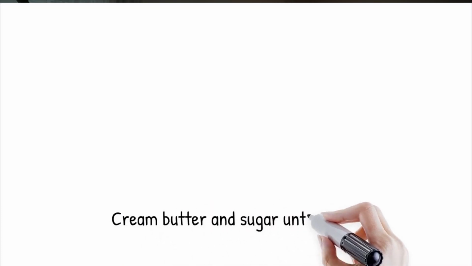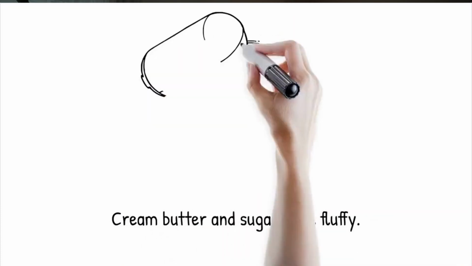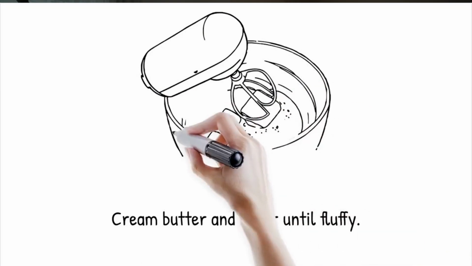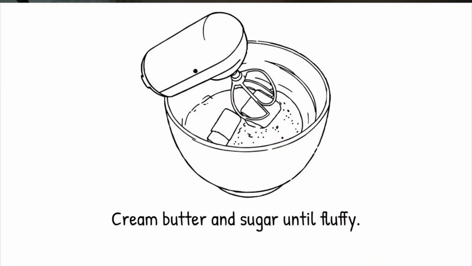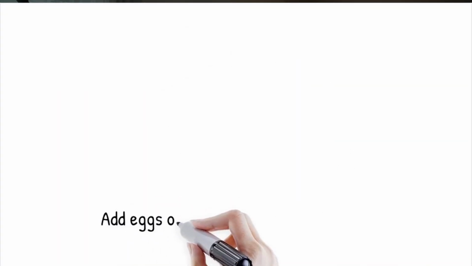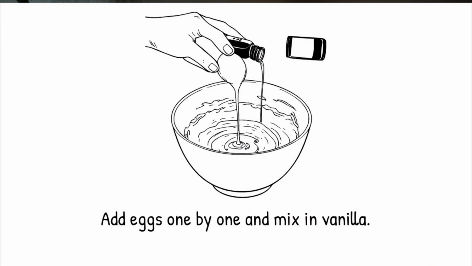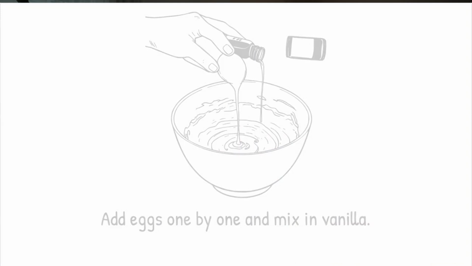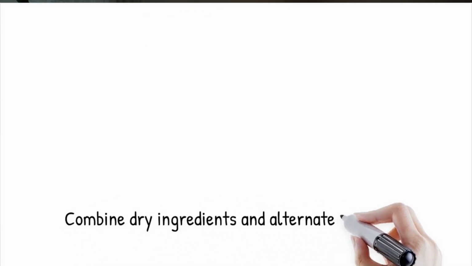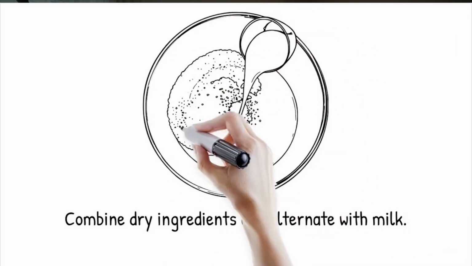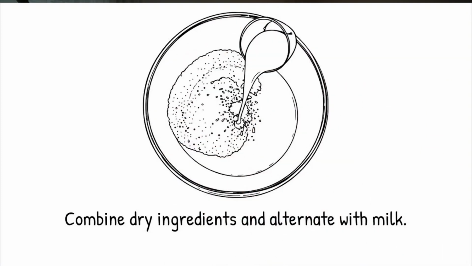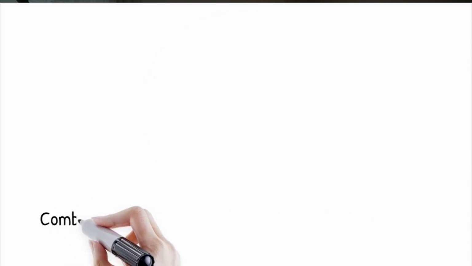Next, in a large mixing bowl, cream the butter and sugar together until light and fluffy. This usually takes about 5 minutes with an electric mixer. Now, add the eggs one at a time, beating well after each addition. This helps to incorporate air, making your cake lighter. Stir in the vanilla extract. In another bowl, combine your dry ingredients, flour, baking powder, and salt. Gradually add these to the wet mixture, alternating with the milk. Be careful not to overmix. You want everything just combined. This avoids a dense cake.